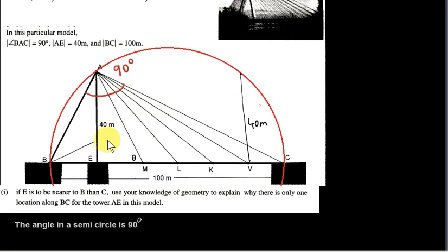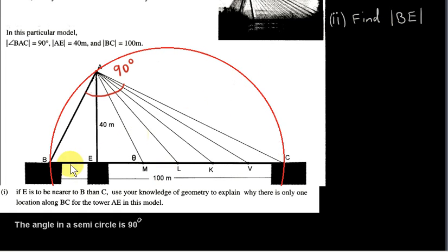such that we have a right angle in a semicircle. This angle is an angle in a semicircle. It's 90 degrees. It stands on this arc here, which is 180 degrees. The angle at the arc is half the angle at the center.